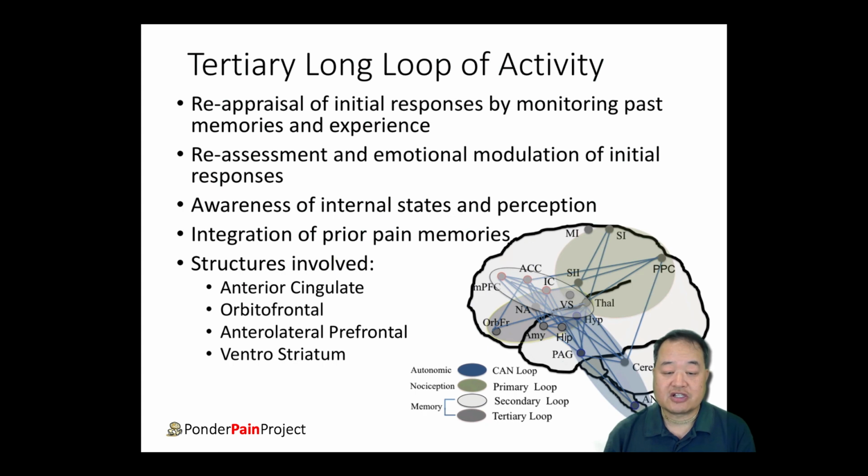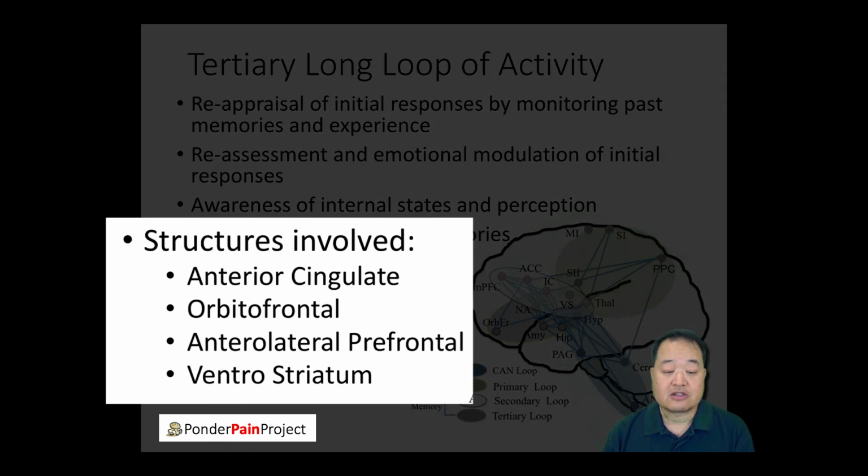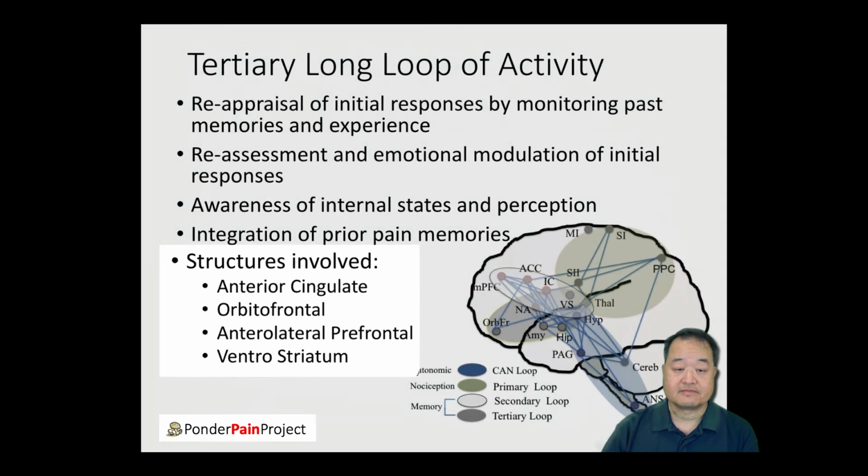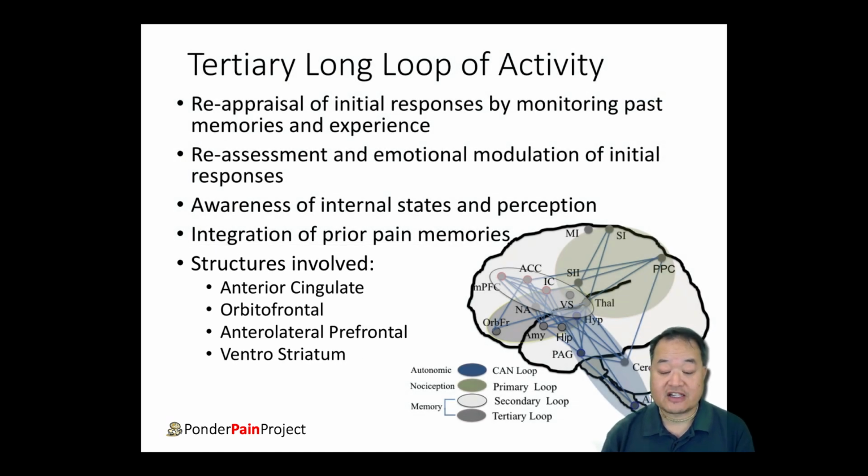It takes into consideration our internal states, such as proprioception, interoception, and our perceptions, the visions that we see, the sounds that we hear. So it's really integrating our environment with our past experience and helps modulate our current responses. And it's really responsible for the integration of prior past memory experiences, which is really important as we start to take a look at chronic pain. The structures involved here are the anterior cingulate cortex, the orbital frontal cortex, the anterior lateral prefrontal cortex, and the ventral striatum. And this loop is classified in the gray.